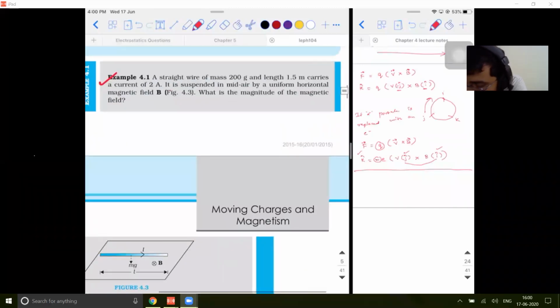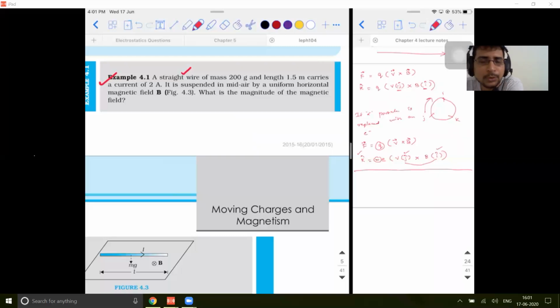There is a straight wire of mass 200 grams and length 1.5 meter, which carries a current of 2 ampere. It is suspended in the mid-air by a uniform horizontal magnetic field.